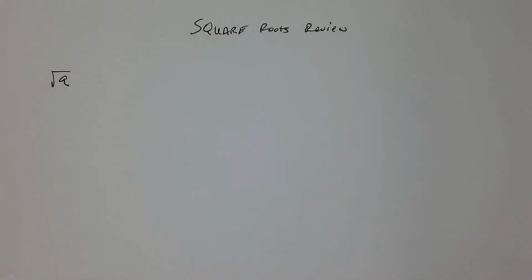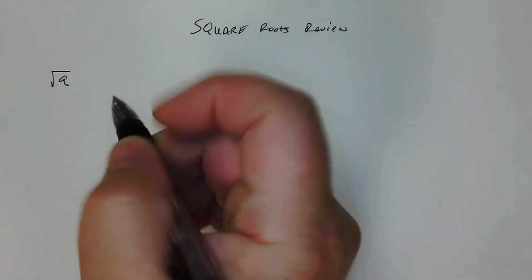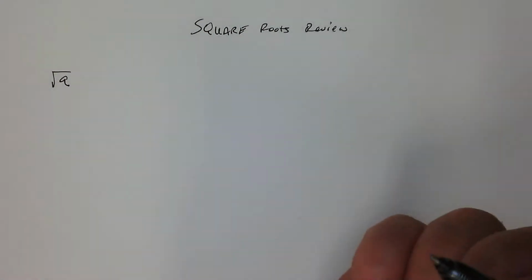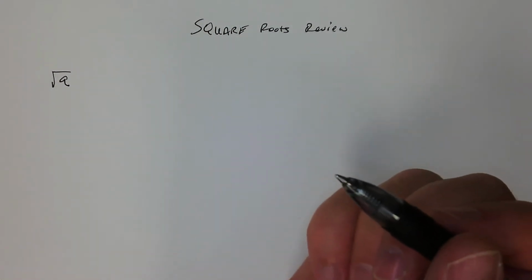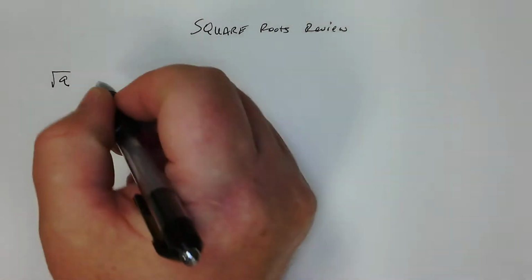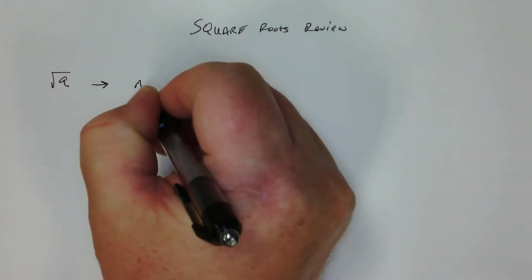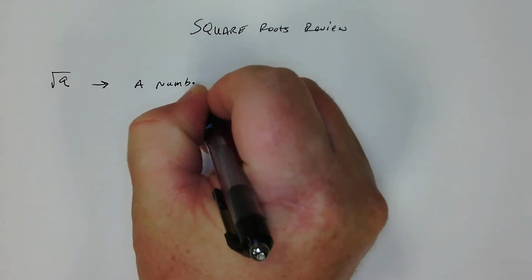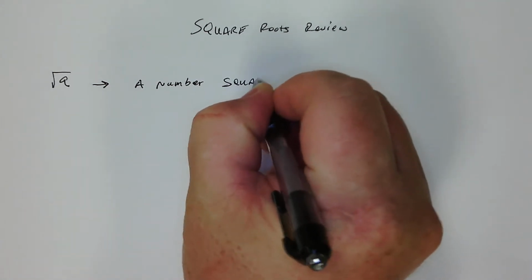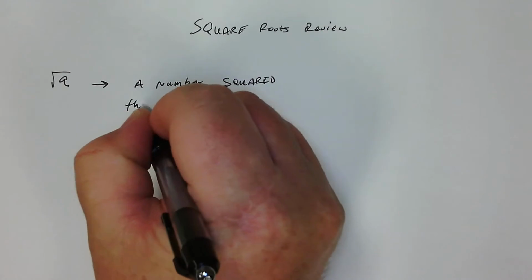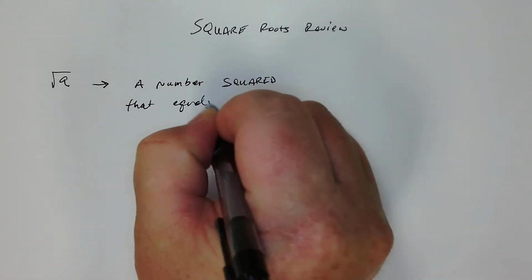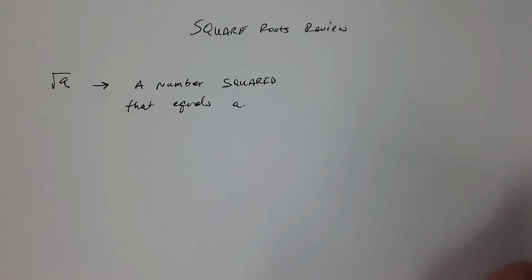So the first thing is it says, what does this mean, square root of a? Well, the way you say it is square root of a, but what it really means is a number squared, that equals a. That's what it means. Another way you could think about it is, what squared equals a? You could say it as a question: what number squared equals a? Or what times itself is a?